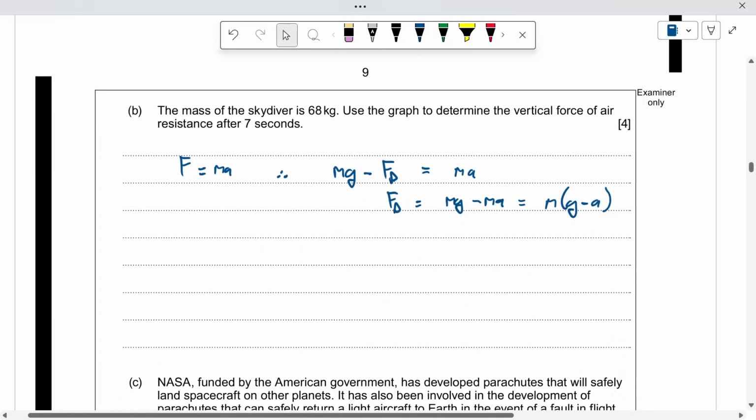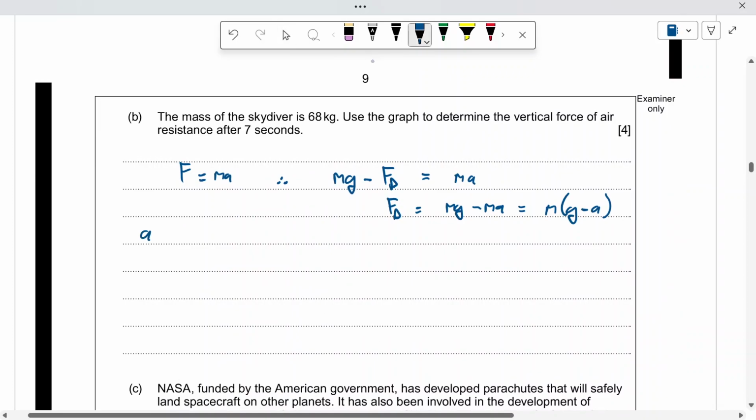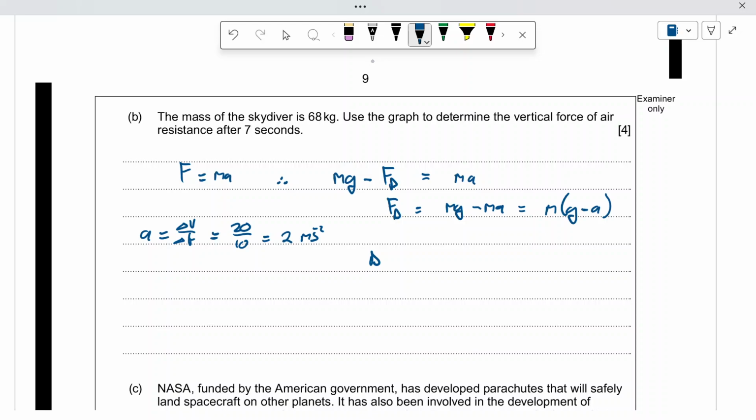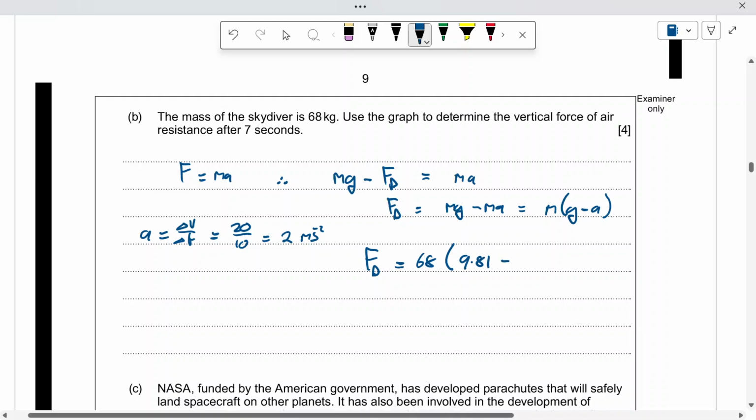So going back to the actual question, acceleration then, delta V over delta T equals 20 over 10. It's 2 meters per second squared. Therefore, oops, that's not an F. The drag force is equal to the mass, 68 kilograms, multiplied by 9.81 minus 2. And that's a job for the calculator. Giving me 531 newtons.